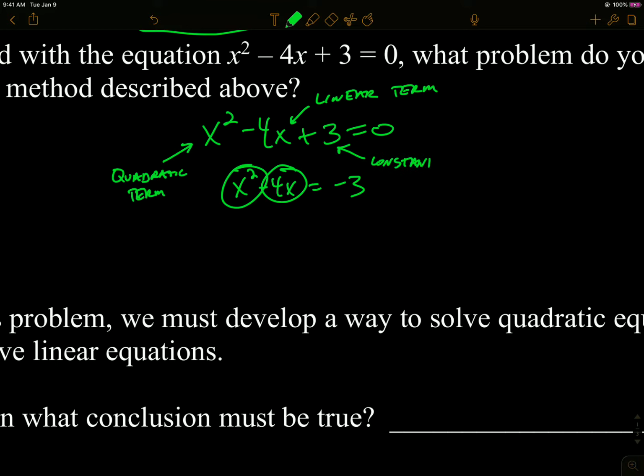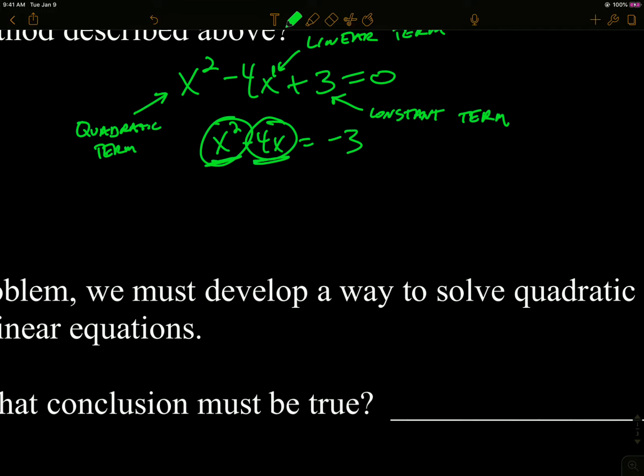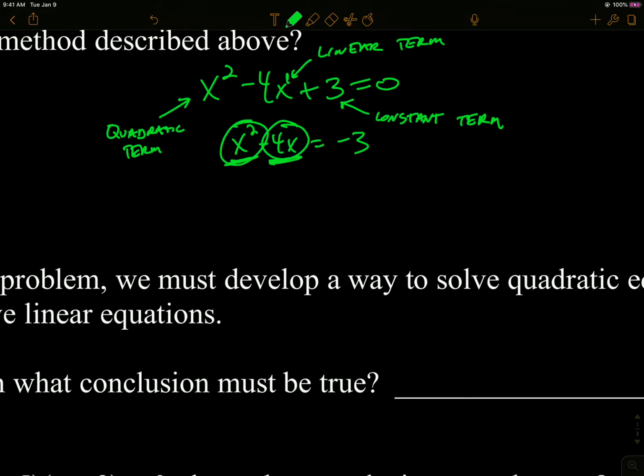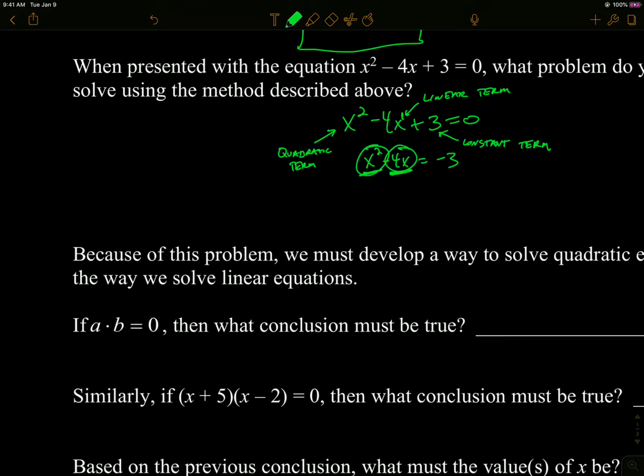You need to know those names. It's because of the power of x in each term. And when there is no x, we call it a constant. When the power of x is 1, we call it linear. So that's our linear term. That's our quadratic term. When you have both the quadratic term and the linear term, you can't get x by itself. So that's the problem that we encounter.